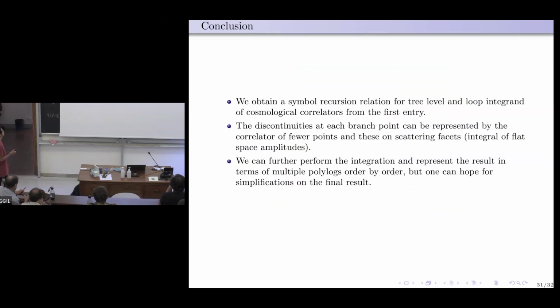Okay, so just the conclusion: we obtain a simple recursive relation on symbols for these tree level and loop integrands of cosmological correlators from the first entry. And these recursive relations are very simple because the lower point stuff can only be represented by either the lower point correlators or the lower point integrals on the flat space amplitude. So yeah, thank you.